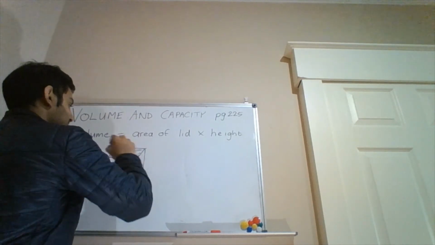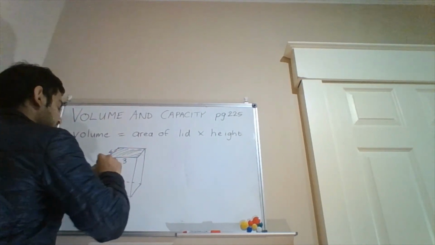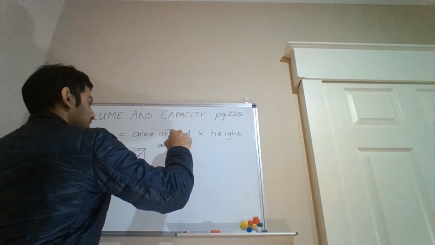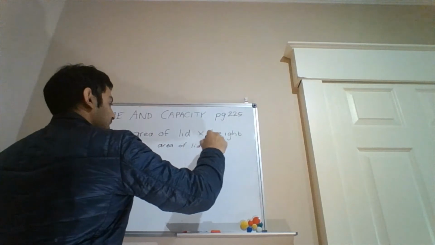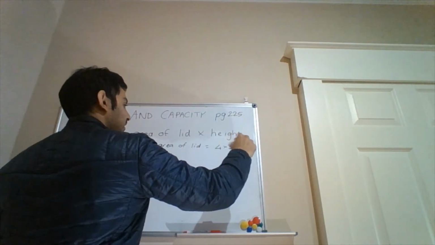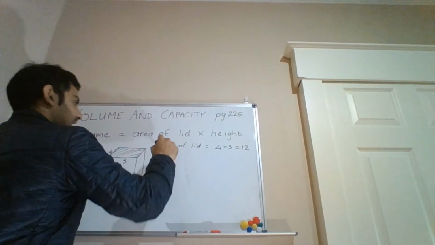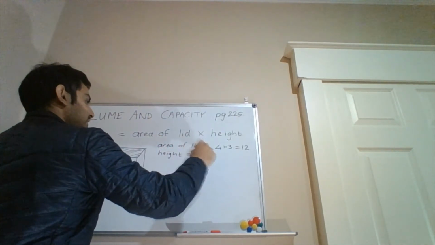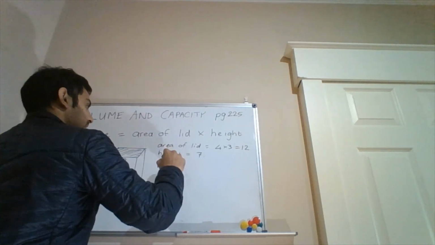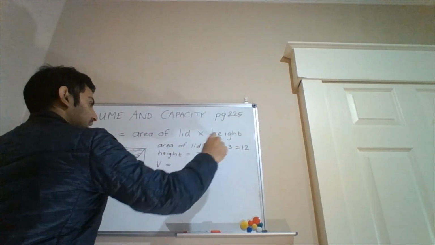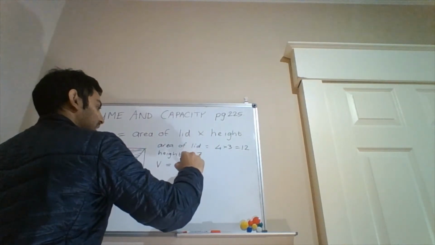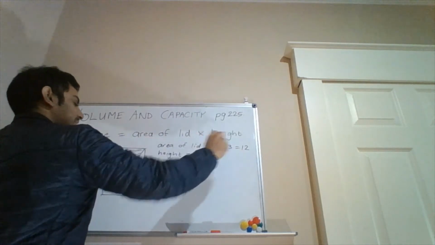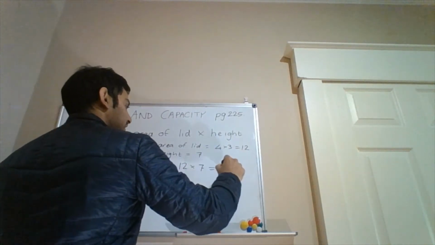In this case, if we put in some values, say we call this side 3, this side 4, and this side 7, then the area of our lid equals 4 times 3, which is 12, and our height equals 7. So our volume, I'm just going to call it V, equals area of the lid, which is 12, times the height, which is 7. So area of lid times height, and that gives us 84.